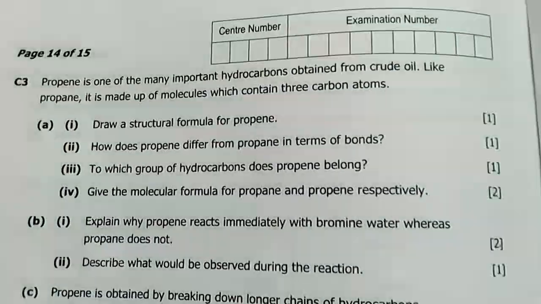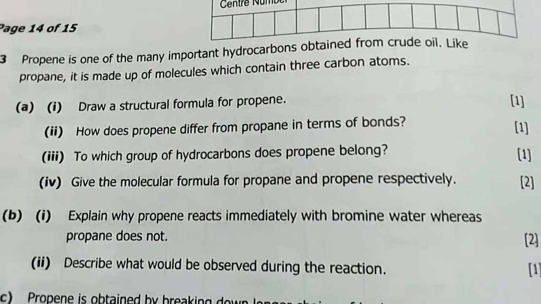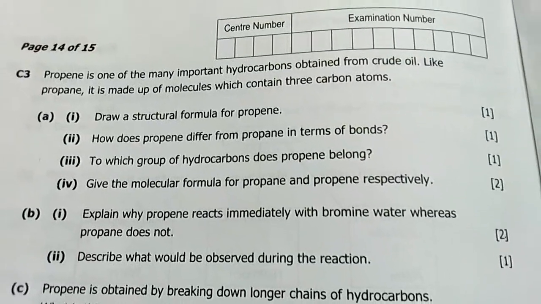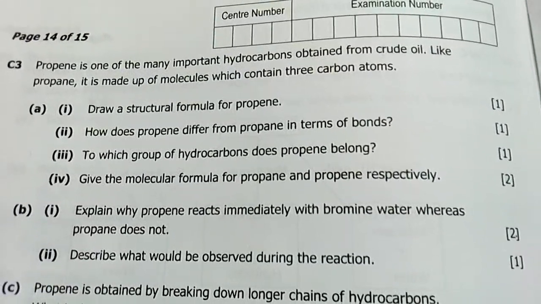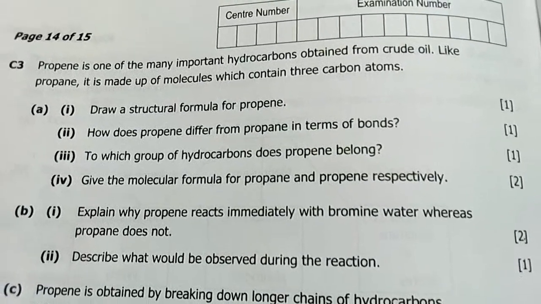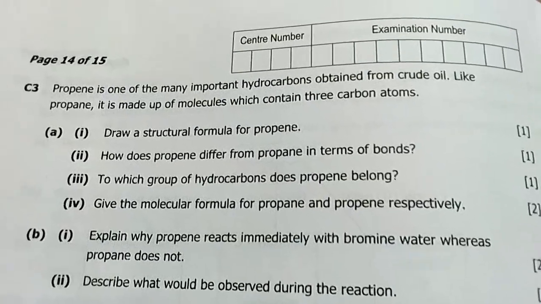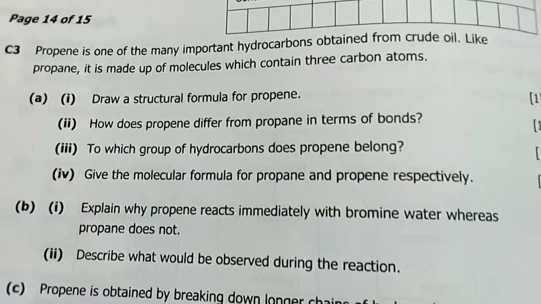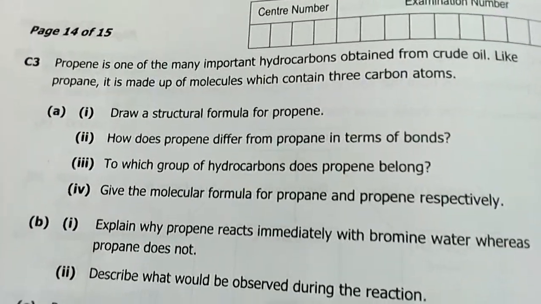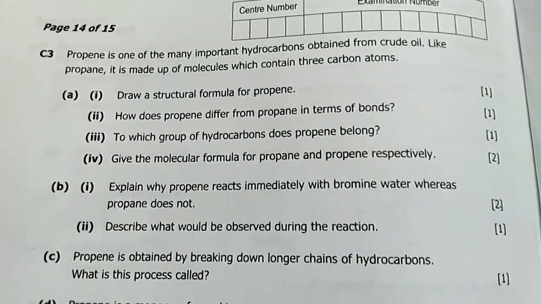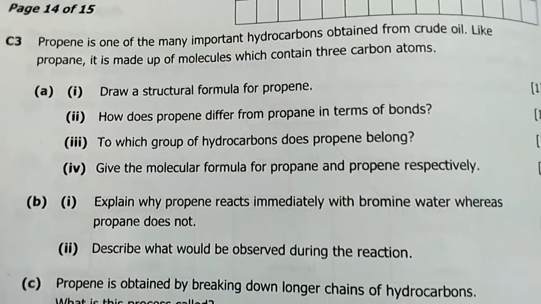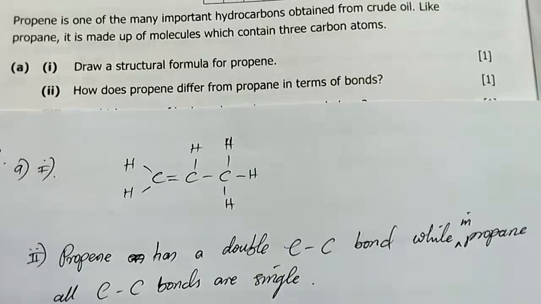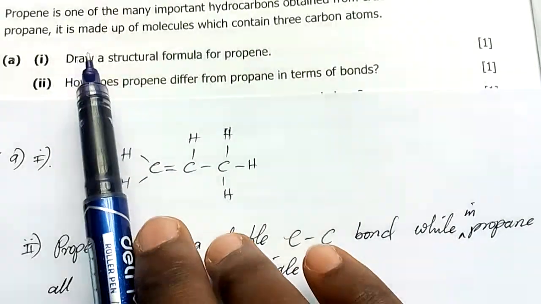Propane is one of the many important hydrocarbons obtained from crude oil. Crude oil is sometimes referred to as heavy oil. In some books, we refer to it as petroleum, a combination of many fractions. Like propane, it is made up of molecules which contain 3 carbon atoms. The first question, which is 3A, draw a structural formula of propane. The structural formula of propane is this one here. Oh, sorry, they say draw a propene.